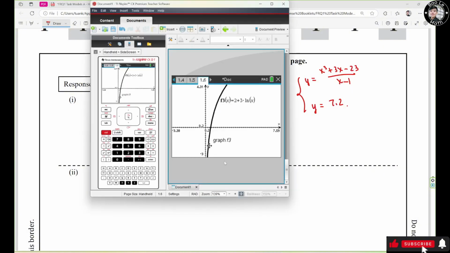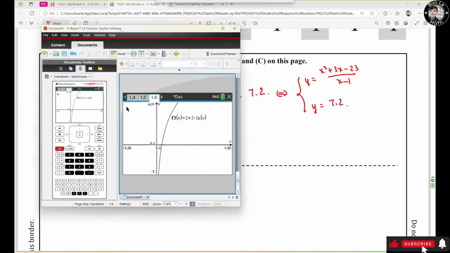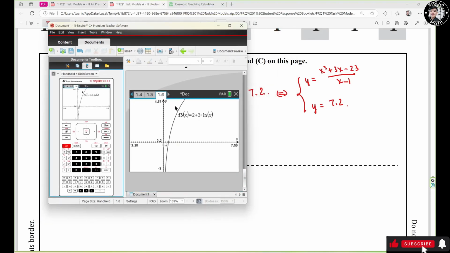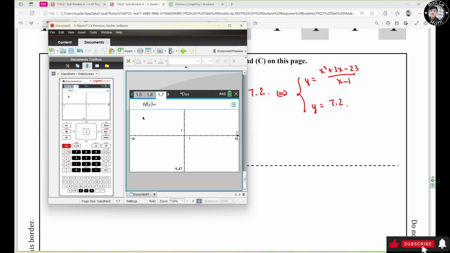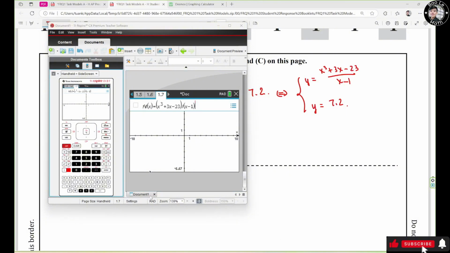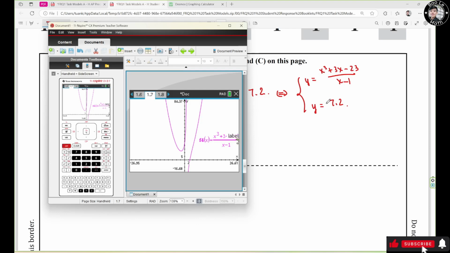So we're going to bring up the calculator. We just hit Control I. Okay, so we're going to put s cubed plus 3s minus 23 over s minus 1. Now you hit enter. It's going to be right here. Now you need to input the function y equals 7.2, so you need to hit tab right here. 7.2. Hit enter. It's going to be right here.